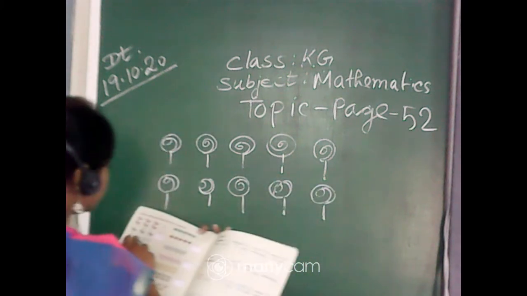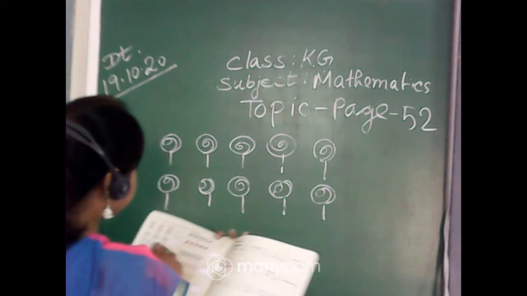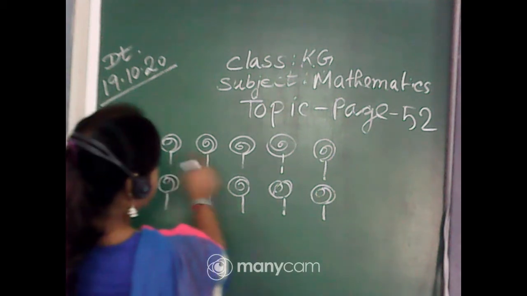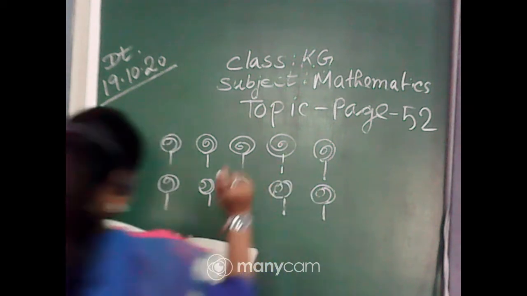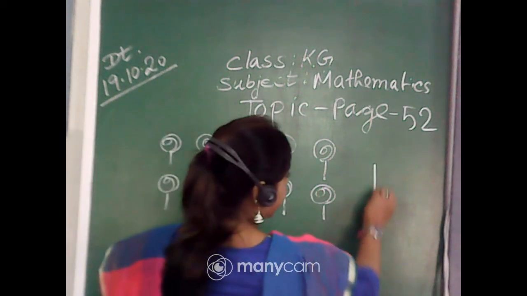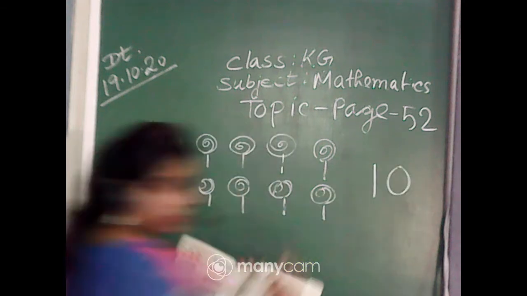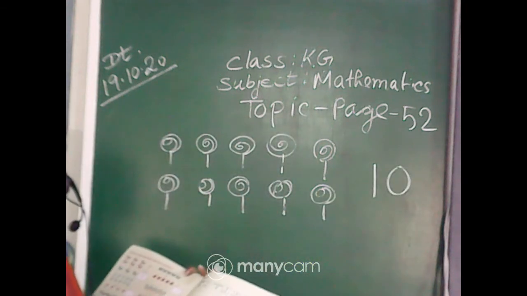First, 1, 2, 3, 4, 5, 6, 7, 8, 9, 10. I have already drawn here 1, 2, 3, 4, 5, 6, 7, 8, 9, 10. So I am writing 10 on the board.